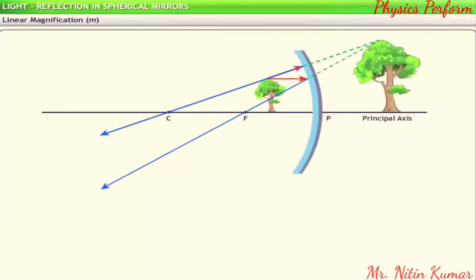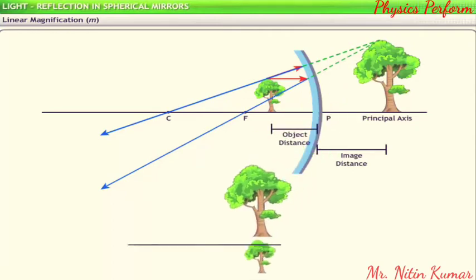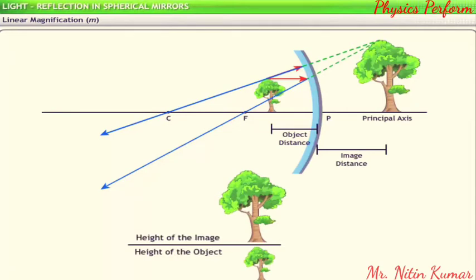You can determine the size of the image reflected in a spherical mirror by using linear magnification. You can also compute magnification as the ratio of image distance to object distance. Thus, the ratio of the height of the image to the height of the object is equal to the ratio of image distance to object distance.